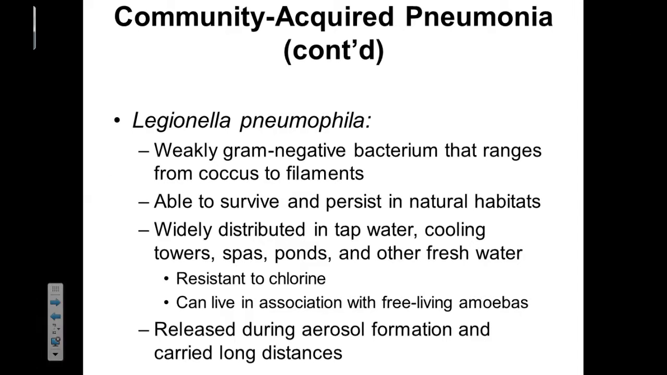We also have Legionella pneumophila. This is a bacterium that's weakly gram-negative. It sometimes has a coccus morphology, sometimes a filamentous morphology. This bacterium is able to survive and persist in natural habitats. It has a natural reservoir outside, in tap water, cooling towers, spas, ponds, and other freshwater sources.